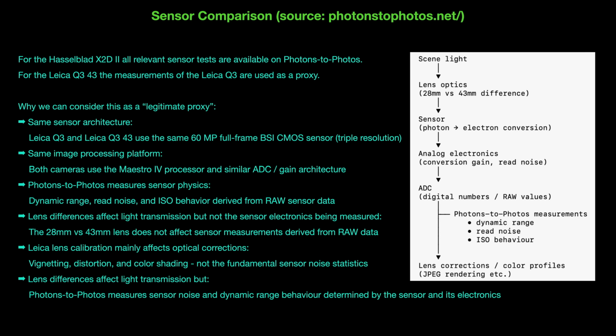Second, it's the same image processing platform with the same Maestro 4 processor and similar analog to digital conversion gain architecture. And photons to photos really measures sensor physics, so that we have a different lens, namely a 28mm instead of a 43mm Apo-Summicron, will not move the needle. The lens differences affect light transmission, but not the sensor electronics. That's what photons to photos is measuring.